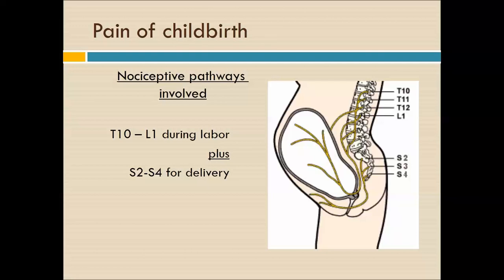Nociceptive pathway involved T10 to L1 during labor. The afferent nerves carry the pain sensation into T10 to L1 and also through S2, 3, 4, in cases of complete dilatation and descent of the presenting part and delivery through the birth canal.